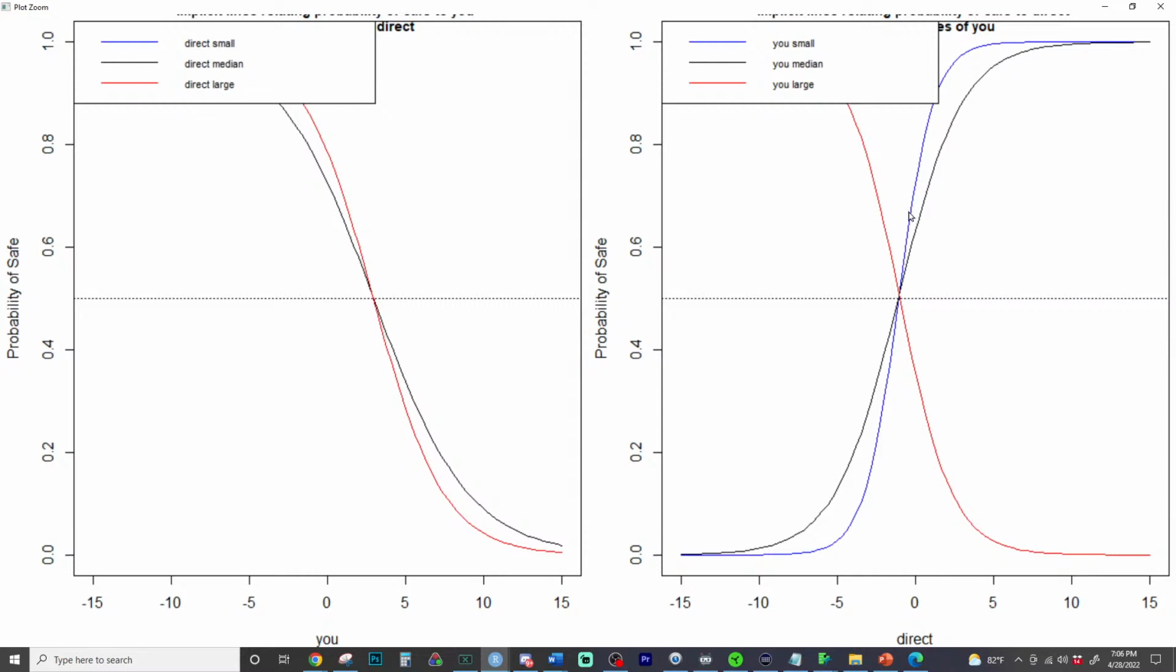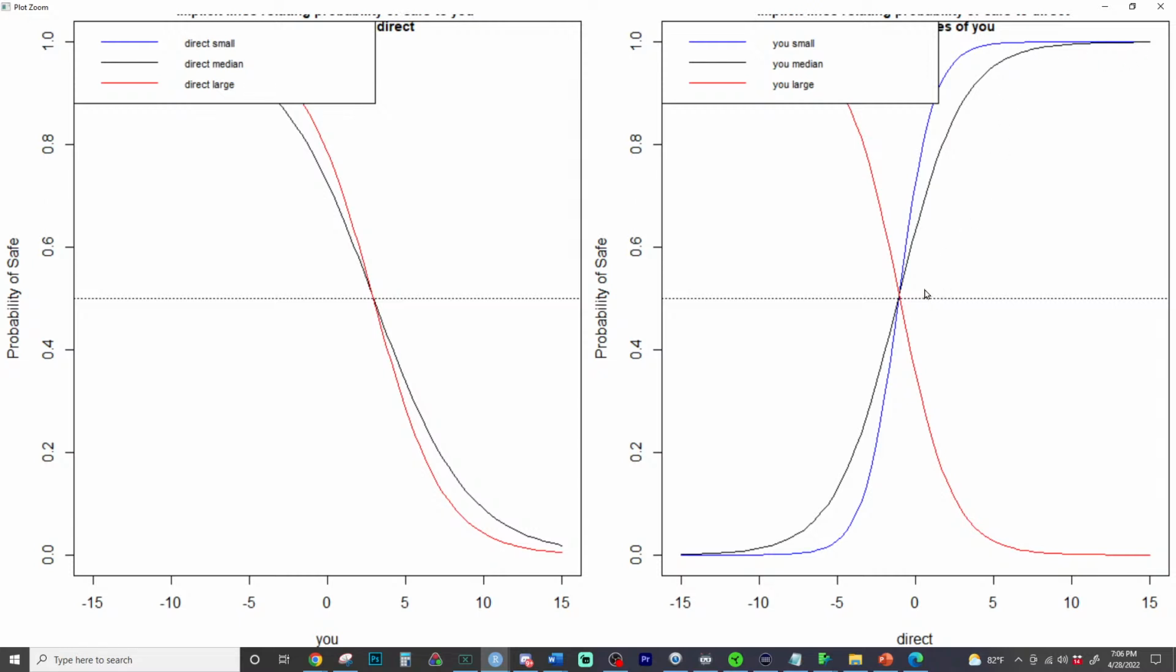Sometimes direct, what's the probability of being safe? Look at the black and the blue line. The more times it says direct, what happens to the probability of it being safe? Sometimes direct, due to the interaction, will blank the probability of it being safe.